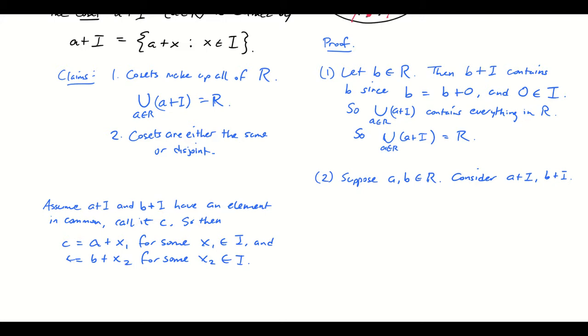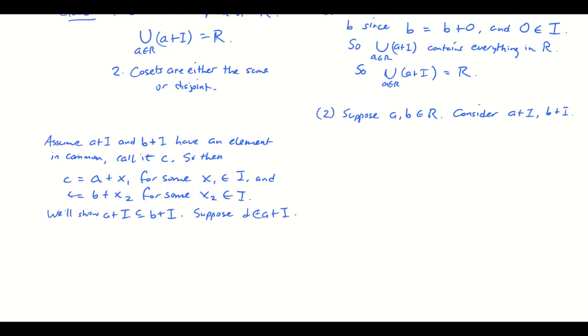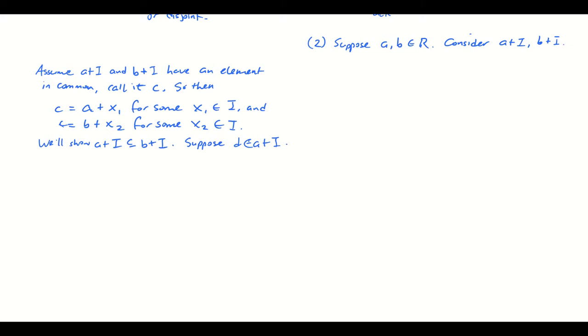All right, so to show that these two cosets are exactly the same, we'll start by showing that A plus I is a subset of B plus I. And I claim that the other argument, that B plus I is a subset of A plus I, is exactly the same reasoning. So suppose, and I'm just going alphabetically here, that D belongs to A plus I. I'm going to move down here so I have a little bit more room. Then D is equal to A plus y for some y in the ideal.